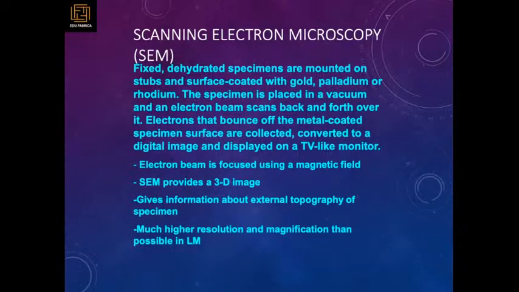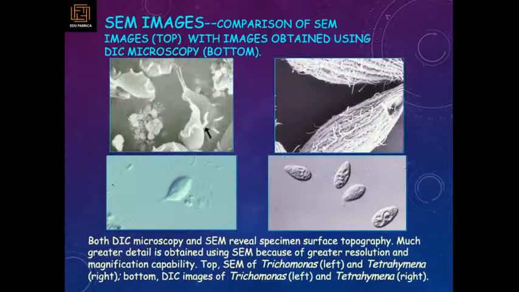The scanning electron microscope has quite high resolution, and the beam is focused using a magnetic field. So these are comparisons of SEM images with images obtained using your DIC microscope. DIC microscope and SEM both reveal specimen surface topography. Much greater detail is obtained using SEM because of greater resolution and magnification capability.